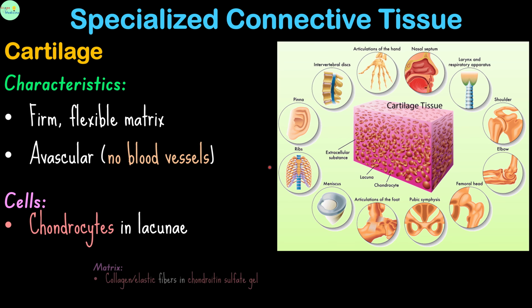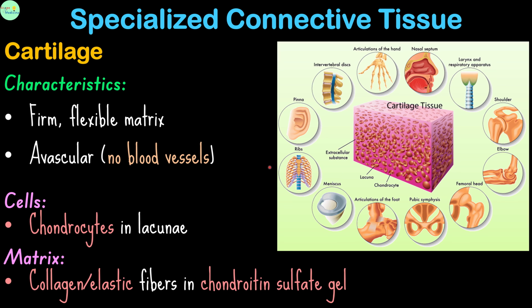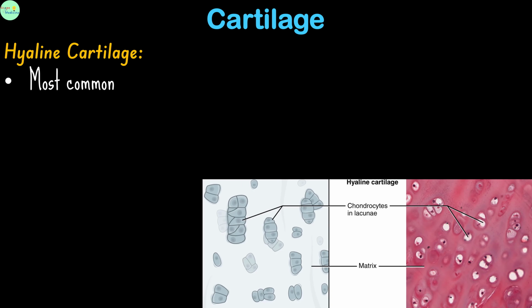The matrix itself contains collagen fibers and, in some types, elastic fibers, all embedded in a highly hydrated gel-like ground substance rich in proteoglycans, particularly chondroitin sulfate and keratan sulfate, which are attached to a core protein of aggrecan and bound to hyaluronic acid, creating enormous aggregates that trap water and give cartilage its unique ability to resist compression while maintaining flexibility. There are 3 main types of cartilage, each with distinct matrix composition and functional properties.